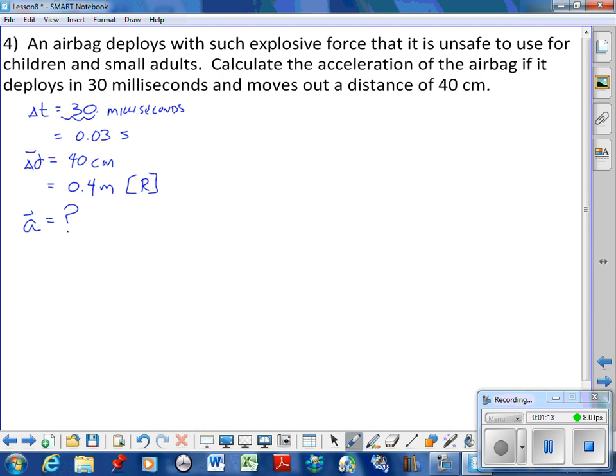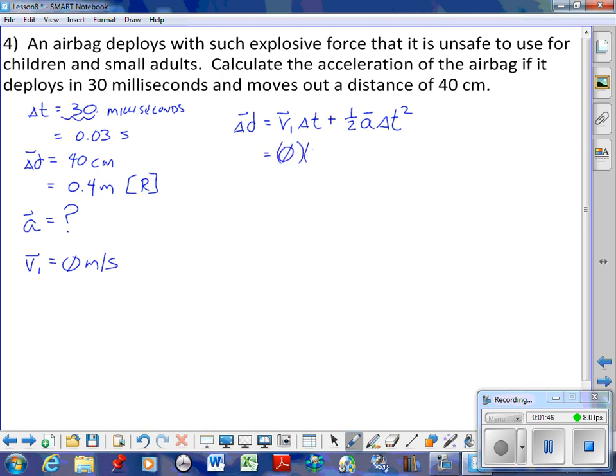Again, the airbag is starting from rest. It's not written in the question, but it's something that we need to be able to make an assumption for. Once you have your 3 knowns and 1 unknown, you can scan back, and it's basically decoding, finding the right formula to fit what you know. In this case, we're going to be using delta D equals V1 delta T plus 1/2 A delta T squared.